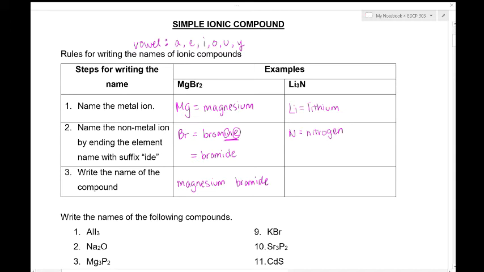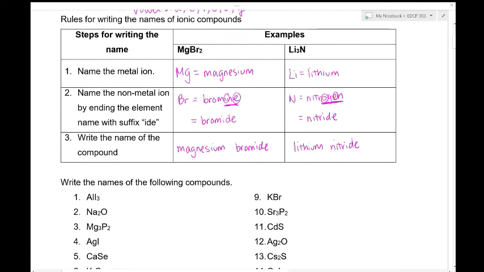Now remember, taking away the last two vowels. So O and E are gone, and therefore here we have nitride. Then we combine them together, and we end up with lithium nitride. And that is our answer for the name for Li3N.